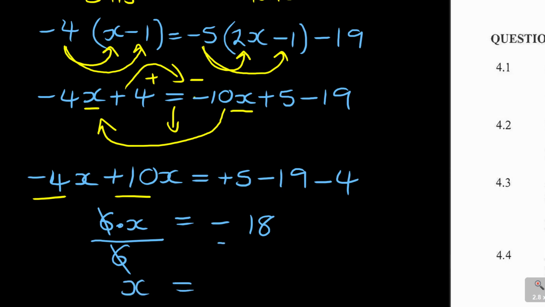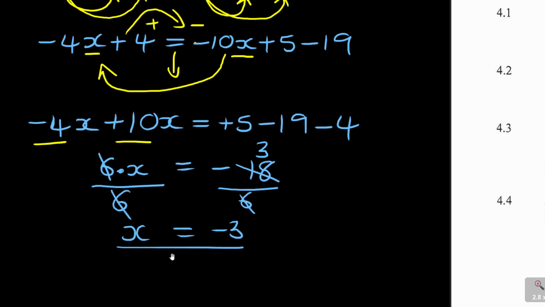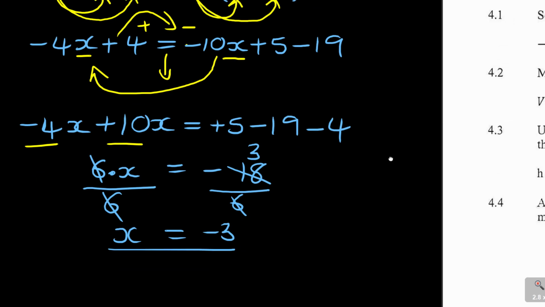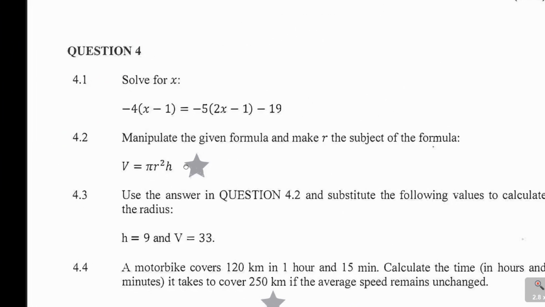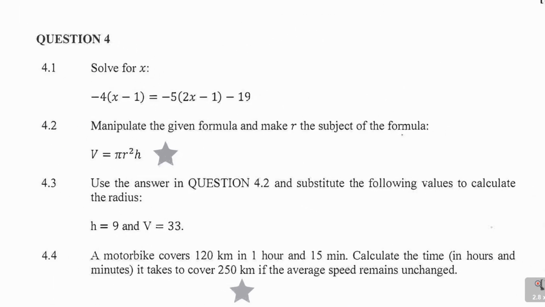But what you do on the left, you also do on the right. Take a calculator, say minus 18 divided by 6. It will give you a negative 3. So there is the answer. The answer is x is equal to minus 3. But now, just like I always emphasize, don't get satisfied with equations like that.